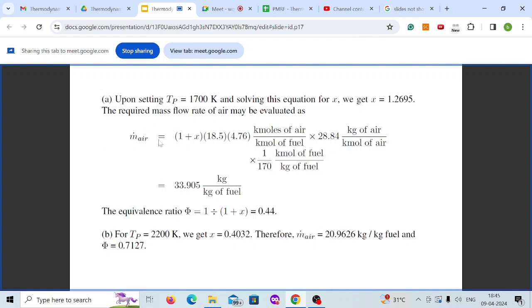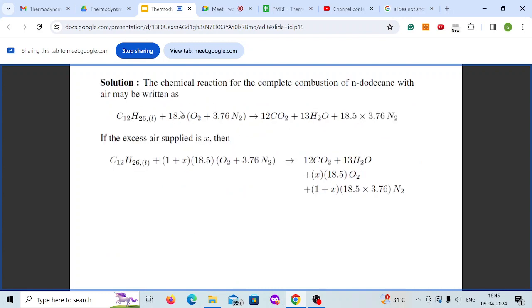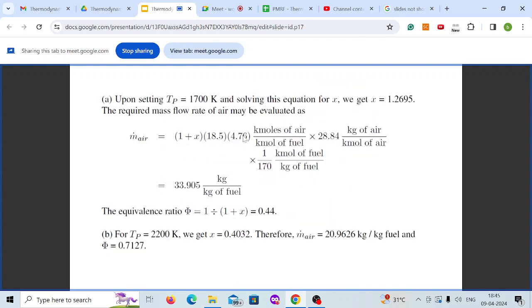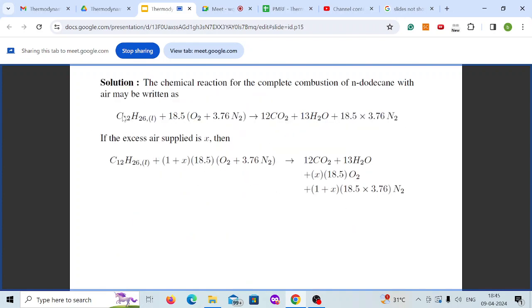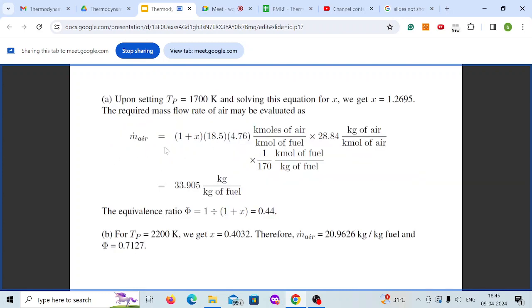So the mass of air which will be required is (1 + x) into 18.5. From the problem, 18.5 into 4.76 moles of air: oxygen 1 plus 3.76 nitrogen, into the molecular weight of air, which is 28.84. Because this is moles, we are converting into mass, so 28.84 divided by the molecular weight of fuel. The molecular weight of fuel we know: 12 into carbon 12 plus 26 into 1, so 144 plus 26, so 170. So divide by 170.